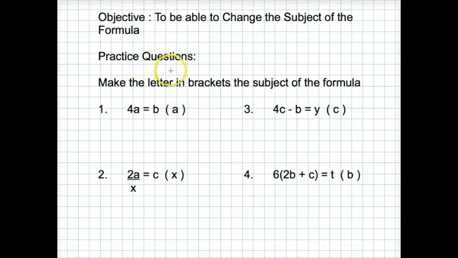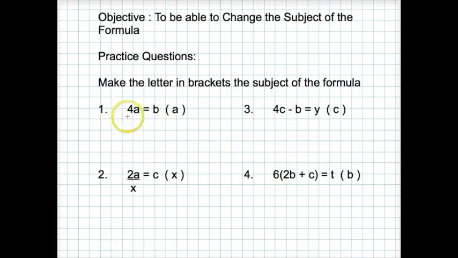There's three lots of practice questions for this one. This is the first. So what I'd like you to do is to pause the video, rearrange each of these four questions to make the letter in the brackets the subject of the formula. When you're happy with your answers, then restart the video and go through the model answers with me. So pause the video now and have a go at questions 1, 2, 3 and 4.